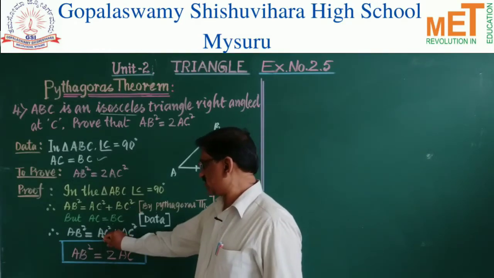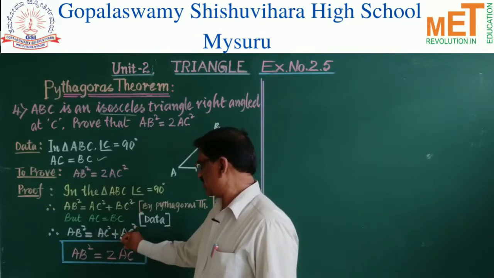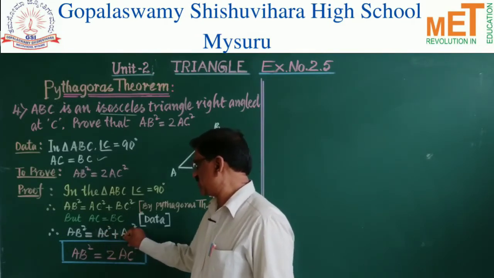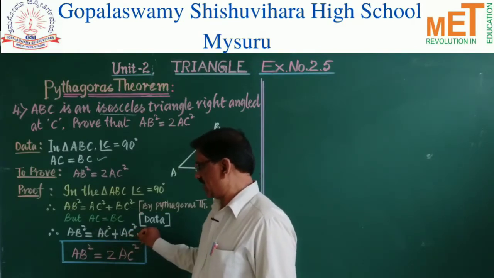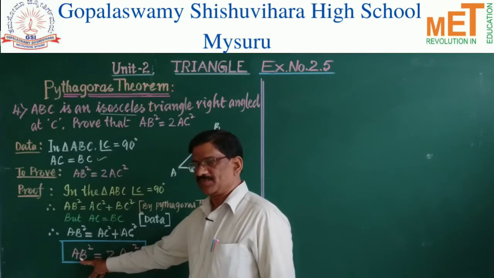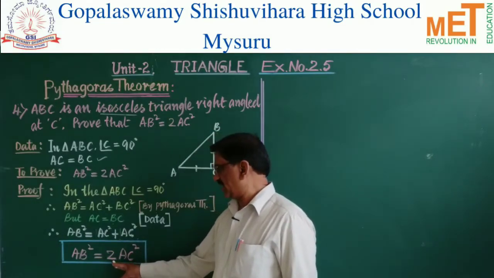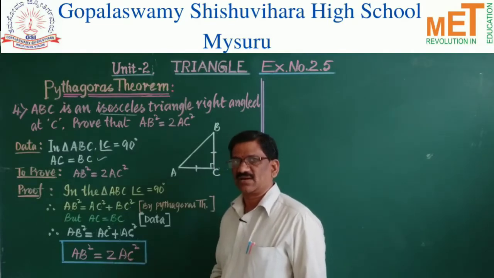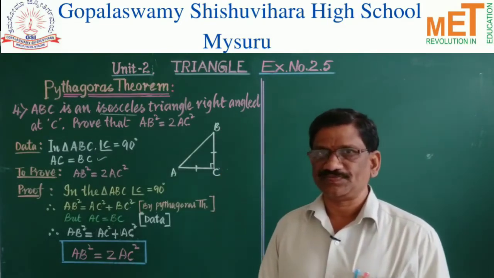So how many AC squares are there, children, here? Here it is 1 AC square, here is another AC square, totally 1 plus 1 is equal to 2 AC square. So we can write this one as AB square is equal to 2 times AC square. Clear, children? So understood? Okay, you take down, children.